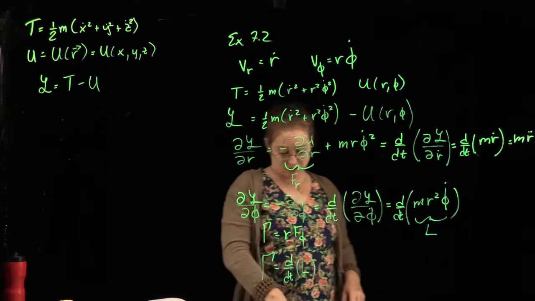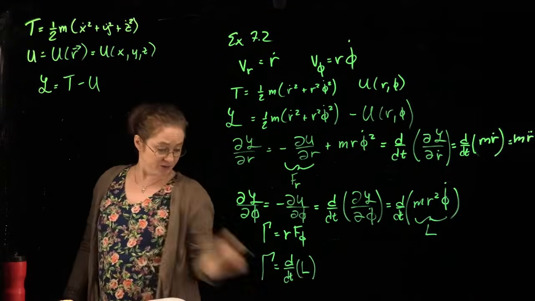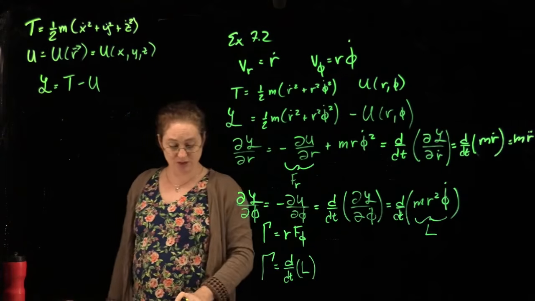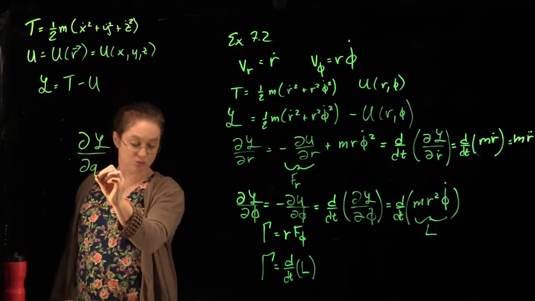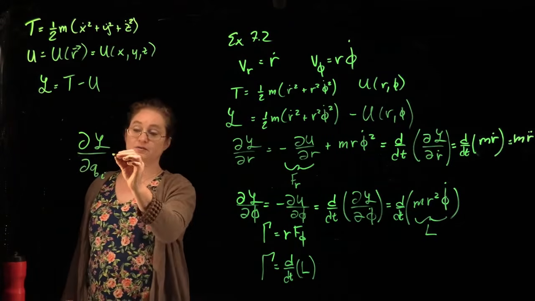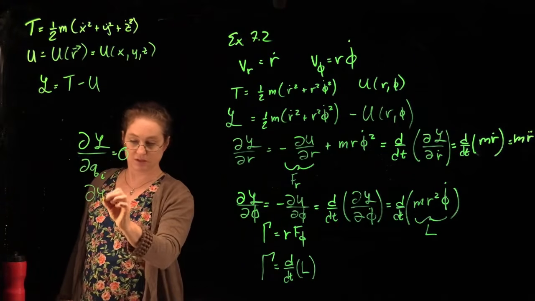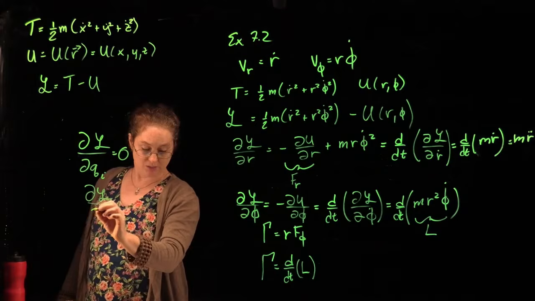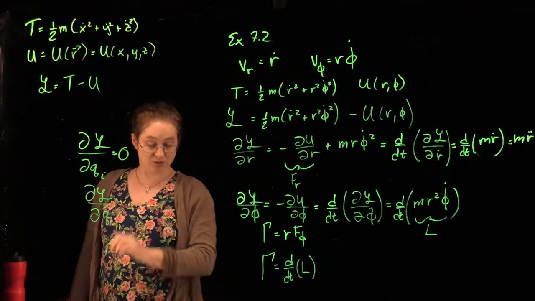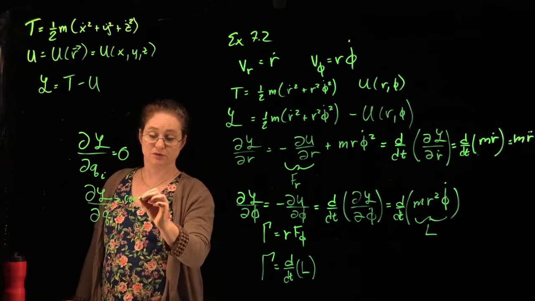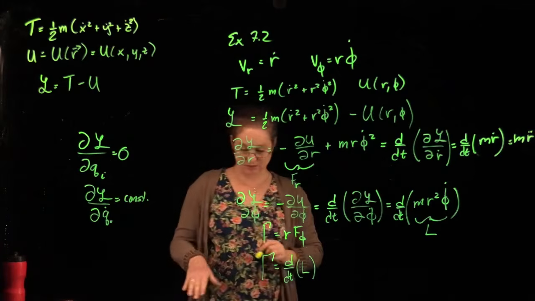And it is also worth pointing out, for any given generalized force, partial L, partial Qi, if this is equal to 0, then you have something which is conserved. Your partial L, partial Qi dot, the generalized momentum, is conserved, or some sort of constant.